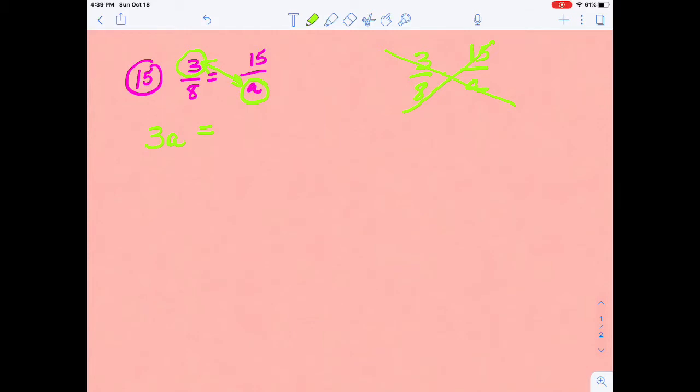Then we're going to do 8 times 15. I'm going to do that real quick here, and get 120. So 8 times 15 is 120. And then I'm going to just solve this. Divide by 3. a equals 40. Cool.